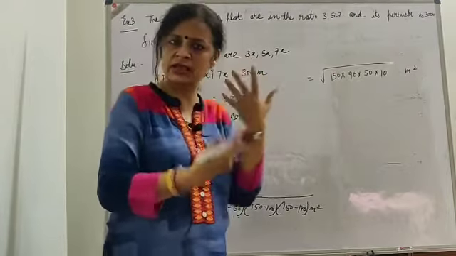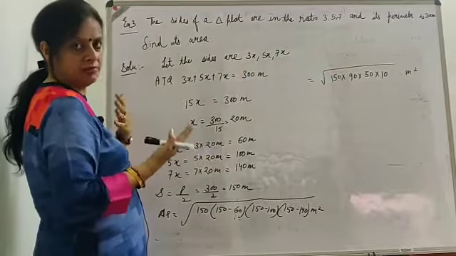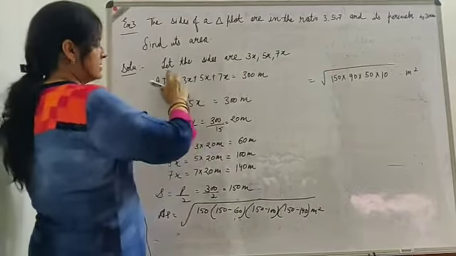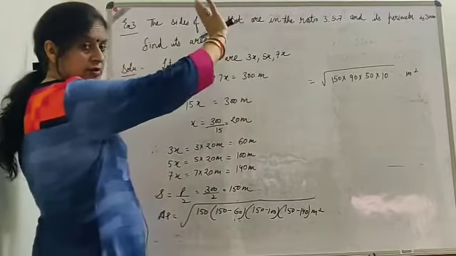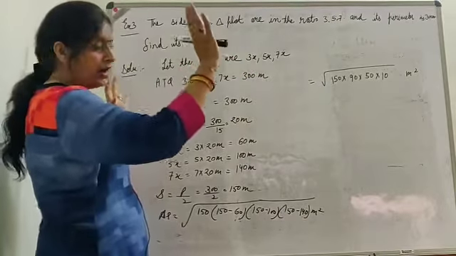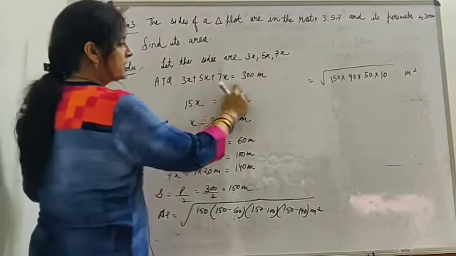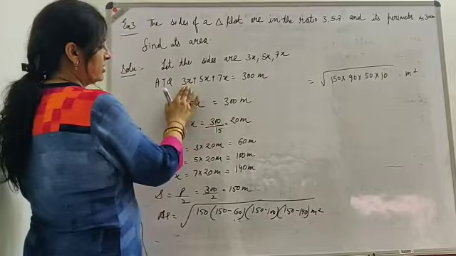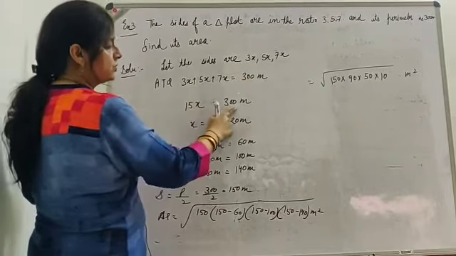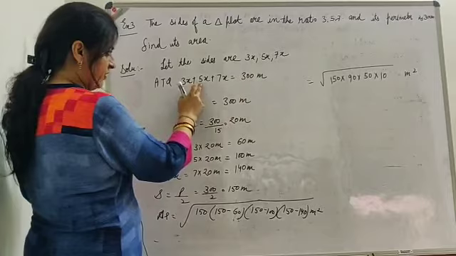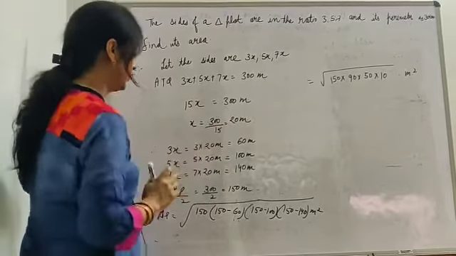So since it is in the ratio, we have to always multiply it with some unknown number that is x. Let the sides be 3x, 5x and 7x. Because earlier I was multiplying by 10, by 20, now I am multiplying by x. According to the question, the perimeter is given to be 300 meter. 3x plus 5x plus 7x is equal to 300. 15x is equal to 300. 3 plus 5, 8 plus 7, 15. The value of x is equal to 300 by 15, that is 20 meter.